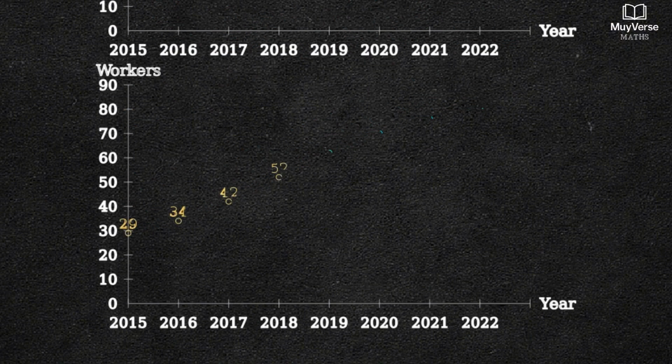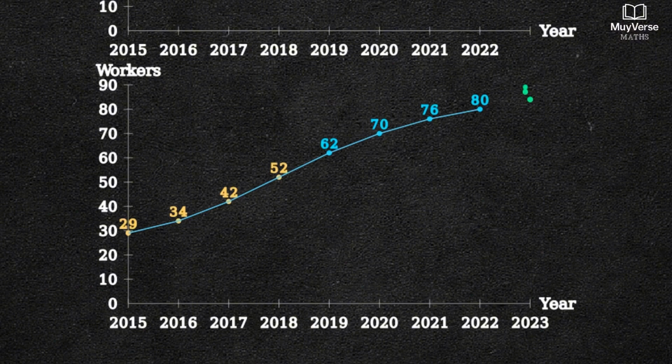Question 6 Part B. Estimate the number of workers in 2023. From 2021 to 2022, the increase is 4 workers. We will project a similar increase to 2023. Mark the year 2023 with an estimated value of 84 workers and draw a dashed extension from 2022.